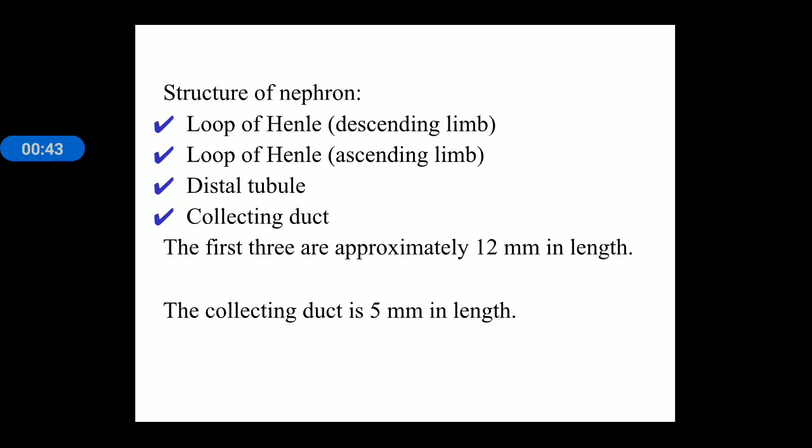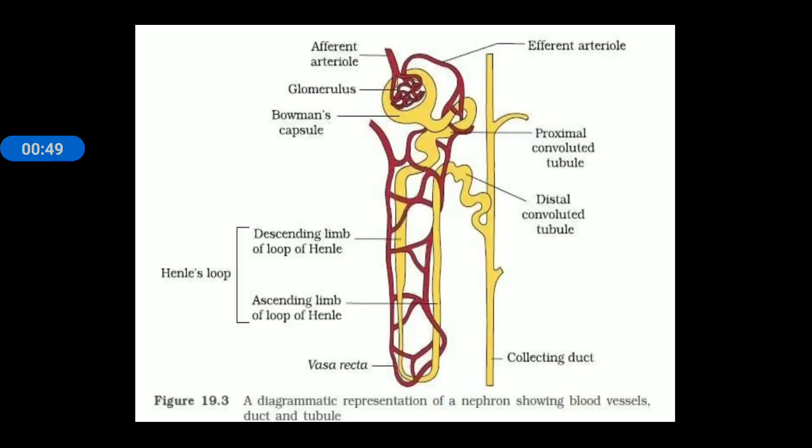Next is, you can see this is the diagram of the nephron. This diagram is from NCERT. Blood enters the nephron through the afferent arteriole and exits with the help of the efferent arteriole.